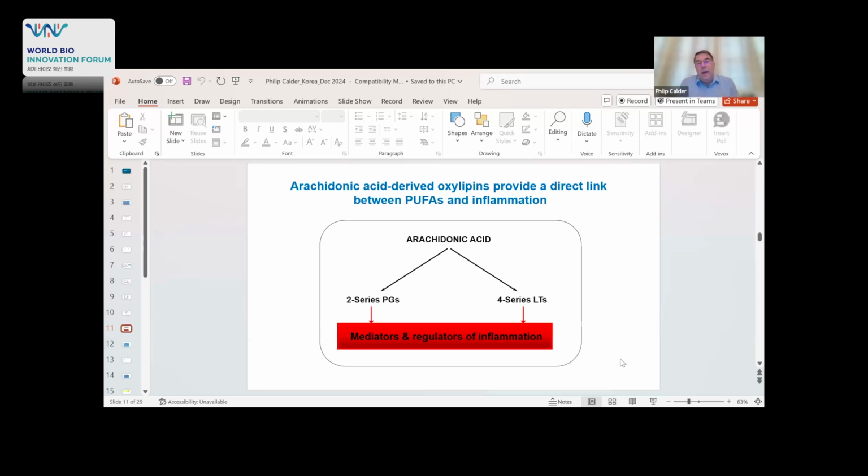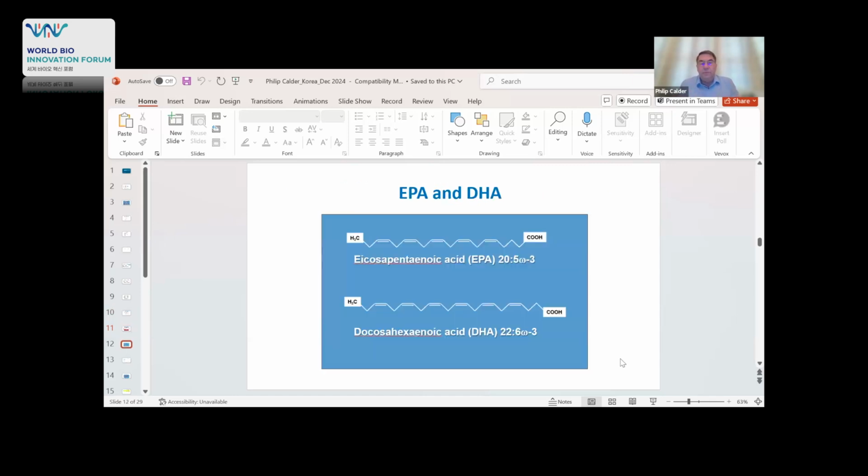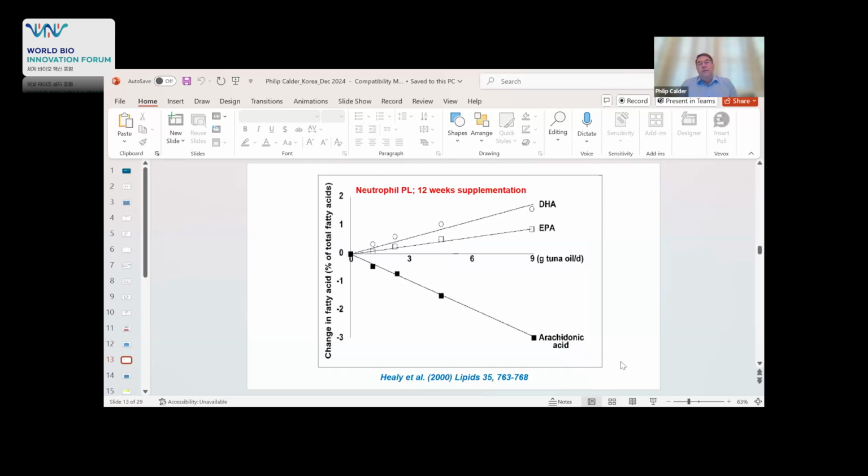So there's a view that too much arachidonic acid, or an excess of arachidonic acid metabolism, sets the environment up to be a pro-inflammatory environment. And this is where the omega-3 fatty acids become very important. So I'm going to talk about two biologically active omega-3 fatty acids, EPA or eicosapentaenoic acid and DHA, docosahexaenoic acid. These are very long chain, highly unsaturated fatty acids. When we increase the intake of these fatty acids, they're very easily incorporated into our cell membranes.